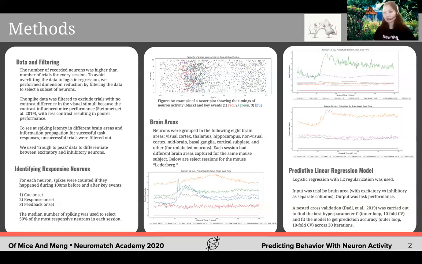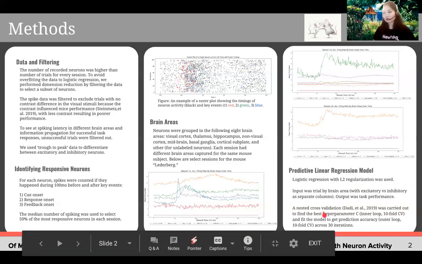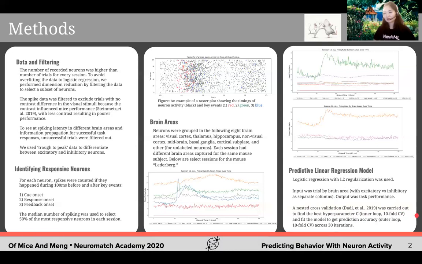In terms of hyperparameter C, we used nested cross-validation since we saw better performance with nested cross-validation as opposed to non-nested cross-validation in using our own Steinmetz dataset.